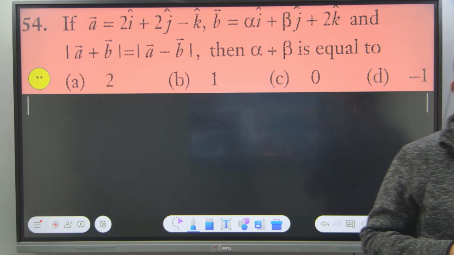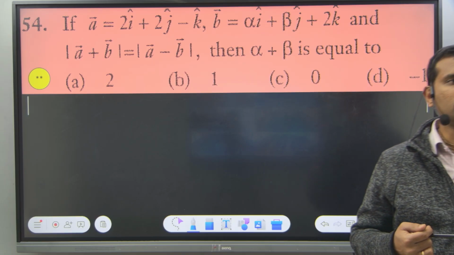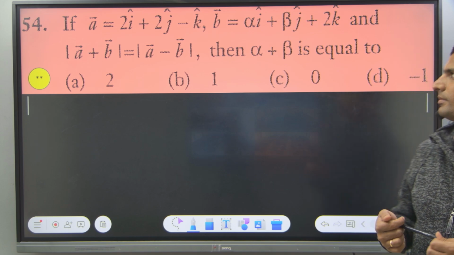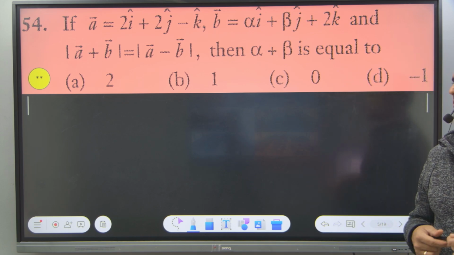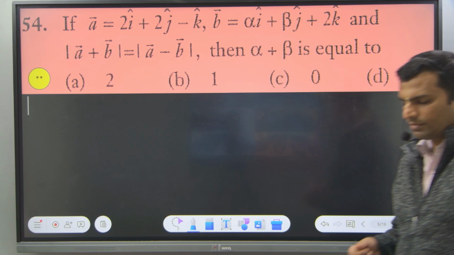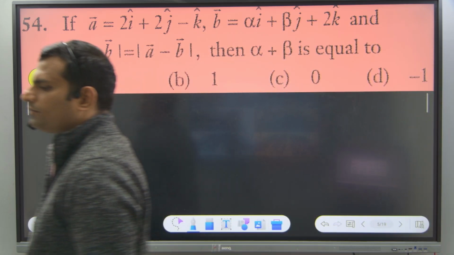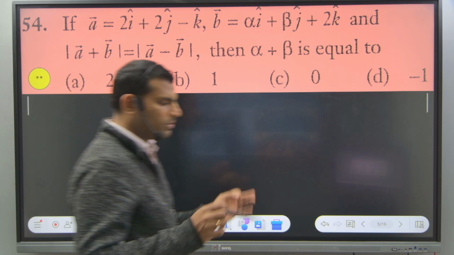If vector A is equal to 2i cap plus 2j cap minus k cap, vector B is equal to alpha i cap plus beta j cap plus 2k cap, and magnitude of vector A plus vector B is equal to magnitude of vector A minus vector B, then alpha plus beta is equal to? Okay, very good question.